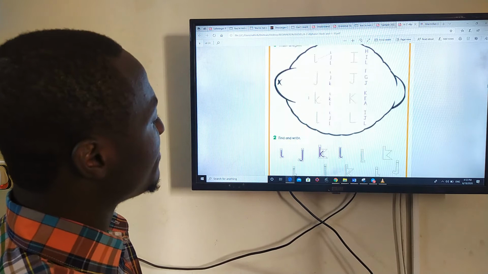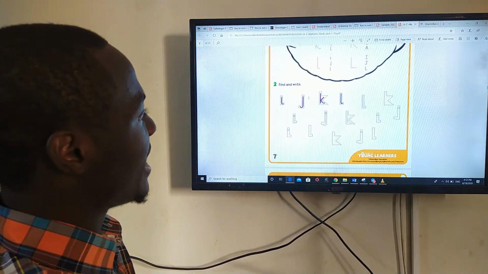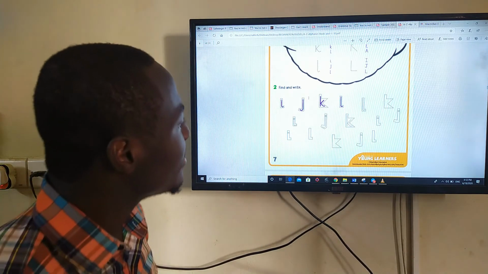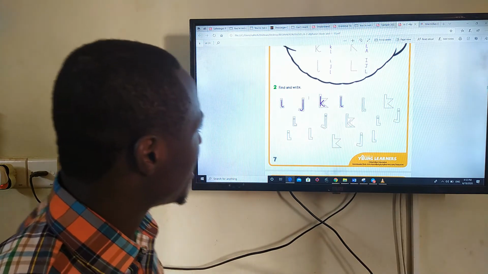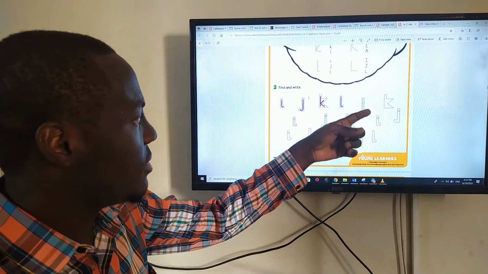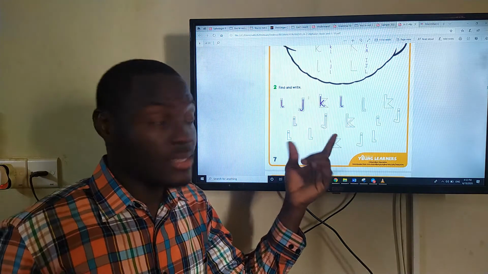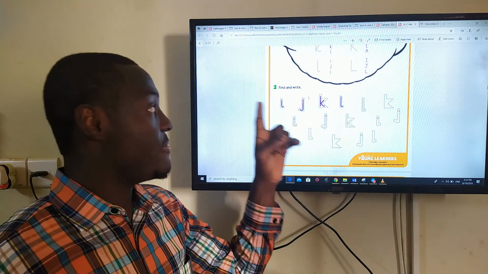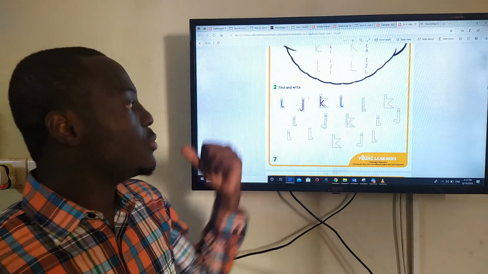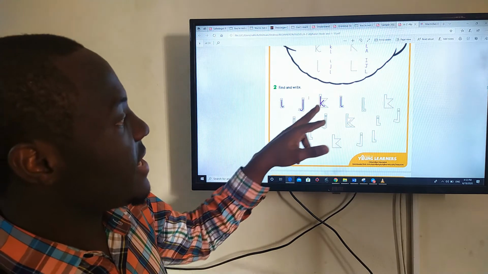Then we also have here find and write. All right, find and write. They've given you, I think, random letters? We have I, J, K, L, L, K. I think it's the same thing, just like the instructions we had earlier on. We have find and write. So we are now coming to look for it. It says I, J, K, L.